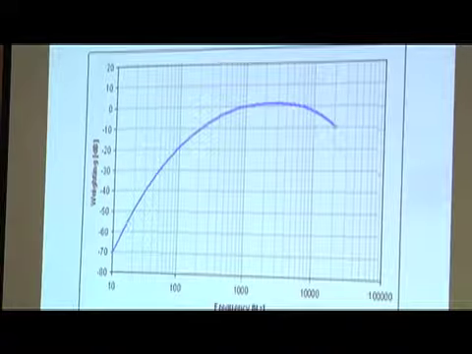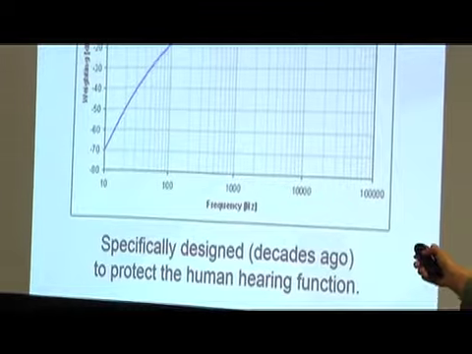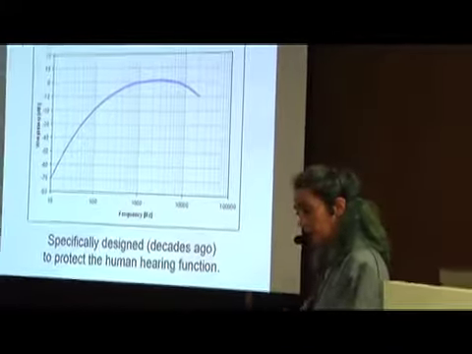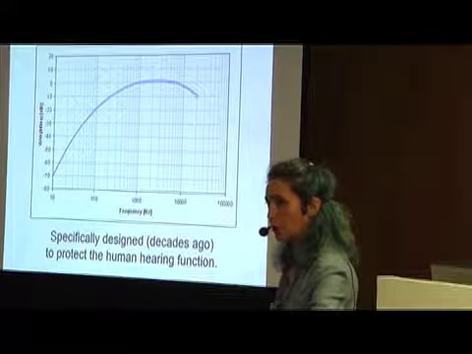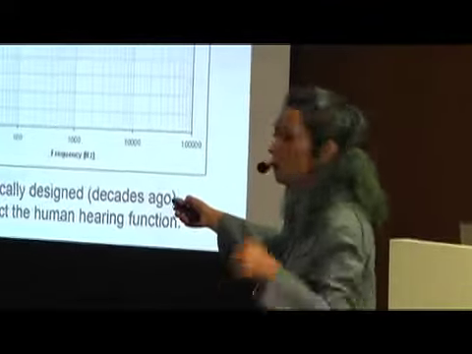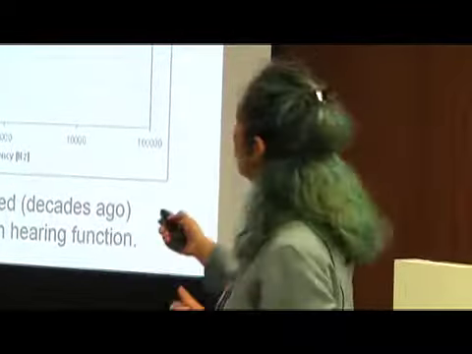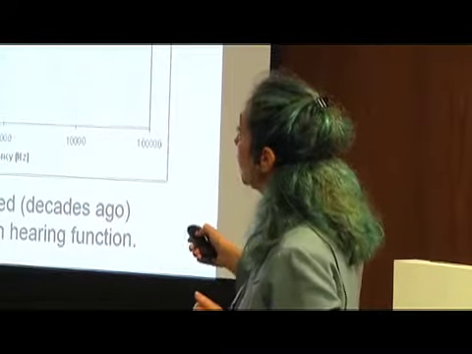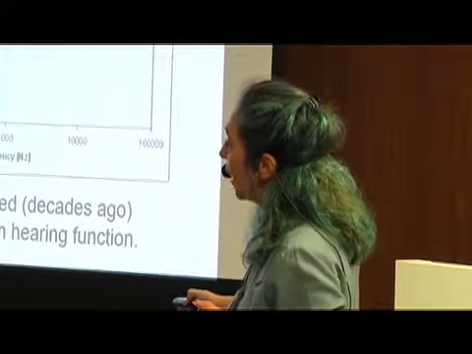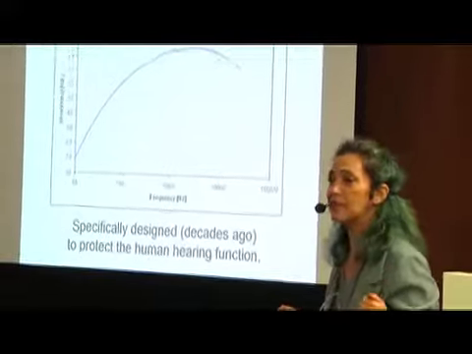See here, it's zero. This means when you measure with the dBA at these frequencies, the difference between what you measure and what is really in the environment is zero. Great. We want to protect the hearing. It's a great thing. The dBA to protect the hearing is great. But when we go down to 10 hertz, the difference between what we measure and what is there is 70.